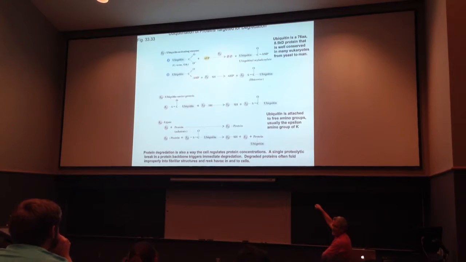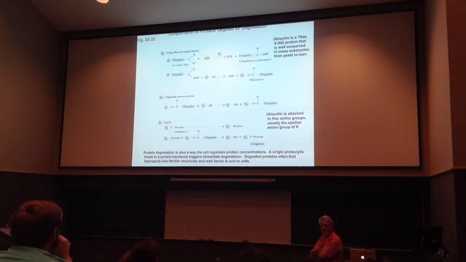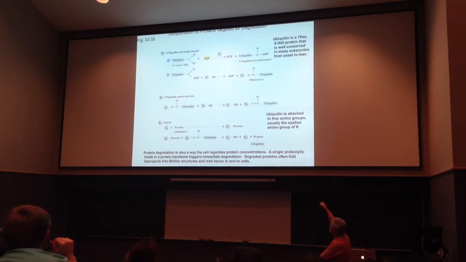It adds an AMP, adenosine monophosphate, to it, and that activates this bond right in here so that the biochemistry can occur. Once this is activated, it's actually attached to that E1 protein. So you have E1 with this high energy thiol ester attached to ubiquitin. And that's all that this E1 protein does, is form this high energy link between ubiquitin and the cell.